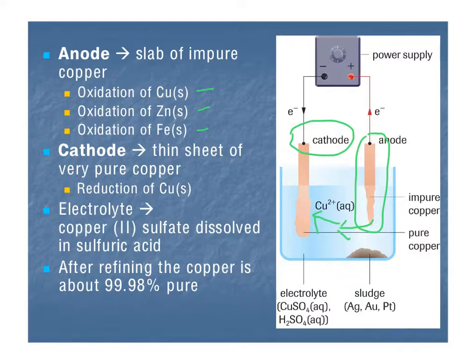Any of the remaining impurities, the silver, the gold, the platinum, the zinc, or the iron, will fall down towards the bottom of the container and will not be reduced at the cathode onto our pure sample of copper. This process produces a copper sample that is about 99.98% pure and is suitable for use in electrical wires.